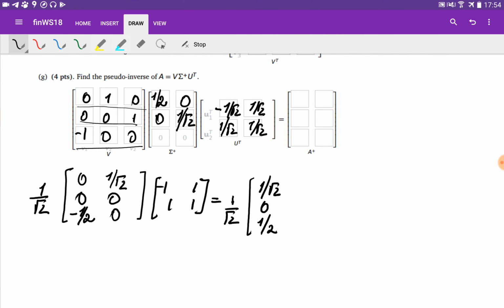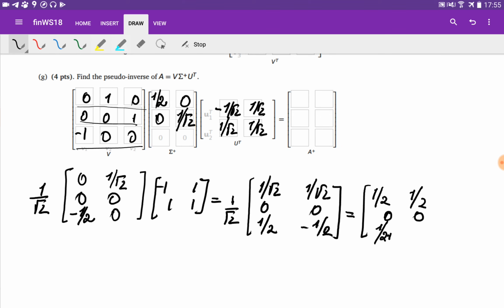1 and 1 means we just need to add these two columns. It's going to be 1 over square root of 2, 0, minus 1 over 2. So if we multiply 1 over square root of 2 to all the entries of this matrix, it's going to be [1 over 2, 1 over 2; 0, 0; 1 over 2 square root of 2, -1 over 2 square root of 2]. This is going to be the pseudo inverse of A. We denote this as A plus.